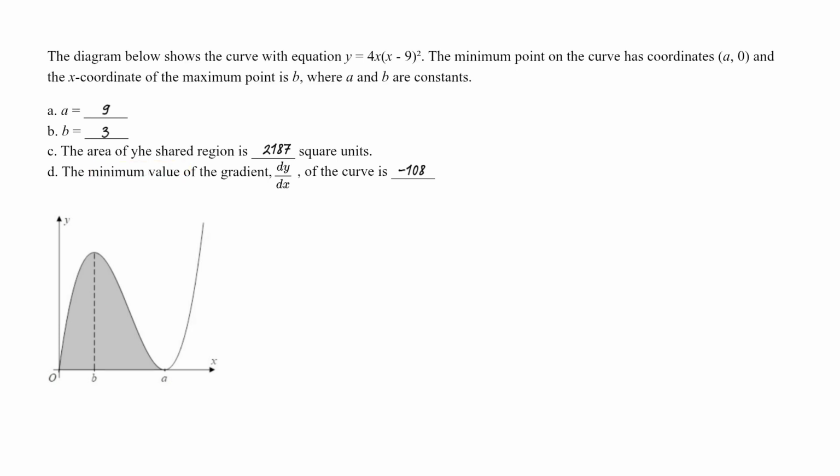And there you have it. A equals 9, B equals 3, area equals 2,187, and min gradient equals negative 108.